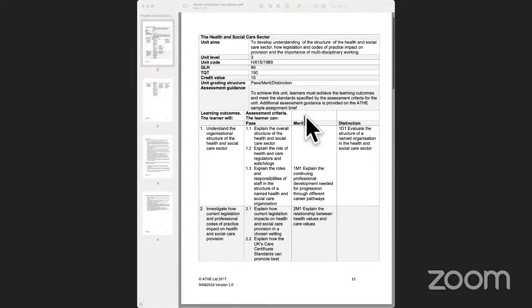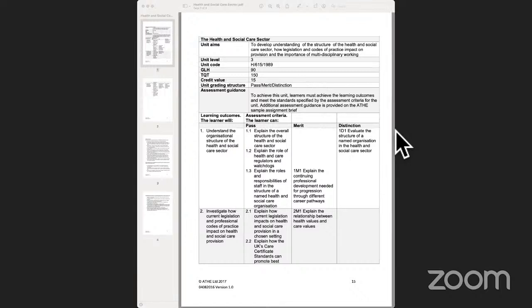Now, if I look very briefly at the unit aim, this unit is focused on helping you understand how the health and social care sector works in the UK, and what the various pieces of legislation are, the acts that we study: the Health and Social Care Act, the Mental Health Act. We look at lots of different acts, the NHS Act of 2010.